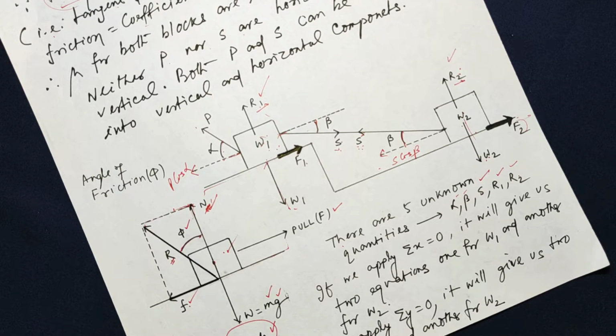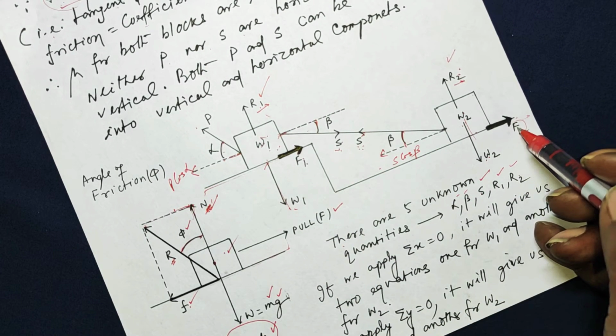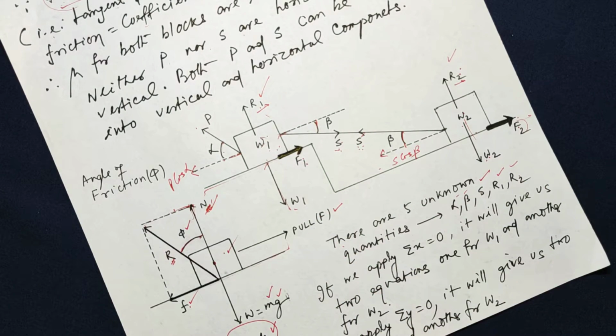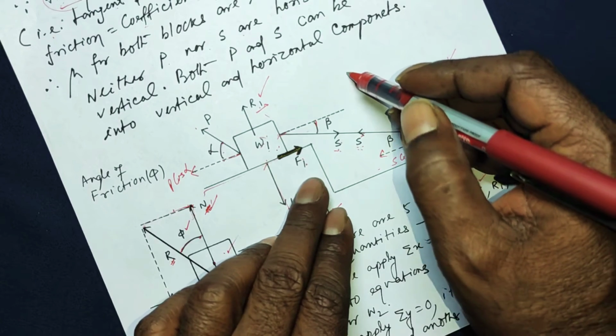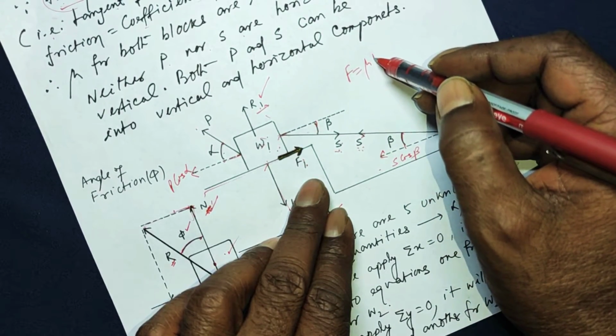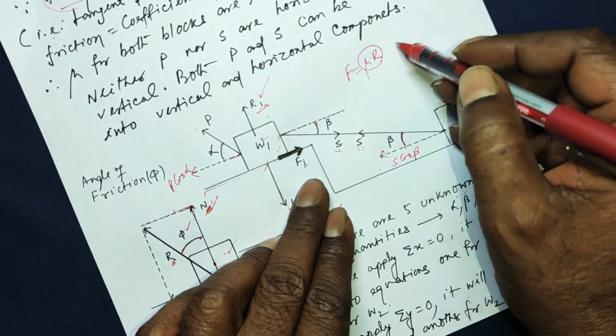Then you might ask, why should I not say that F1 and F2 are not known? Because the force of friction is mu times the normal reaction. Force of friction is mu times the normal reaction, which I have represented as R1 and R2.